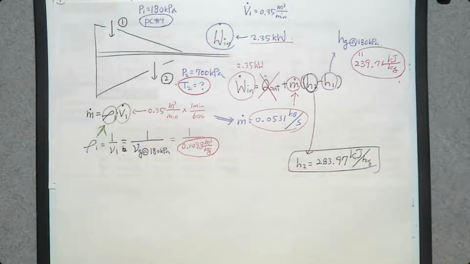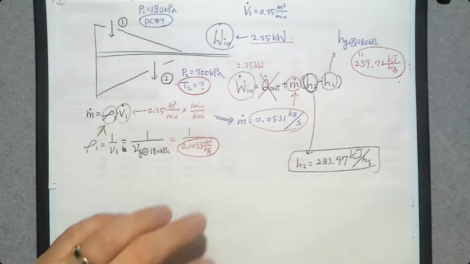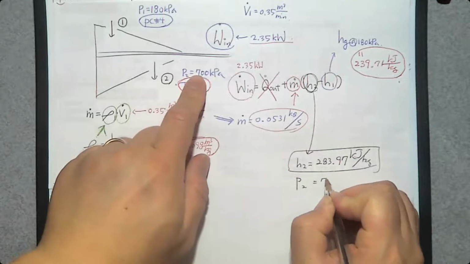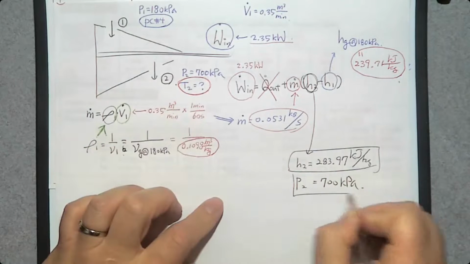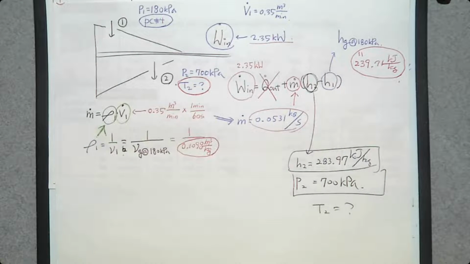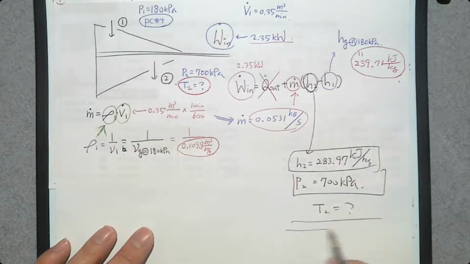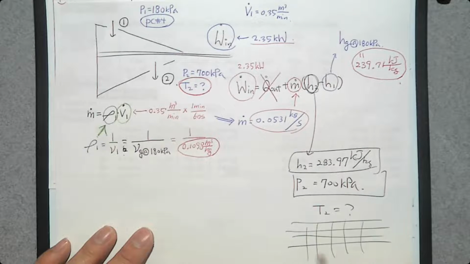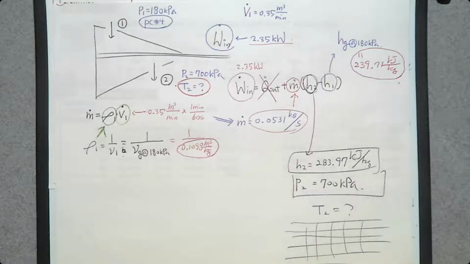Not yet. We want to know the temperature at the exit. But we got H. But that's okay. We know pressure and H. If you know two properties, you can find any other property, right? So we know 700 kilopascal, 283.97. So P2 is 700 kilopascal. So can you determine temperature T2? Yes. Oh, the last problem in your first exam, you remember the table problem. That's how we do.